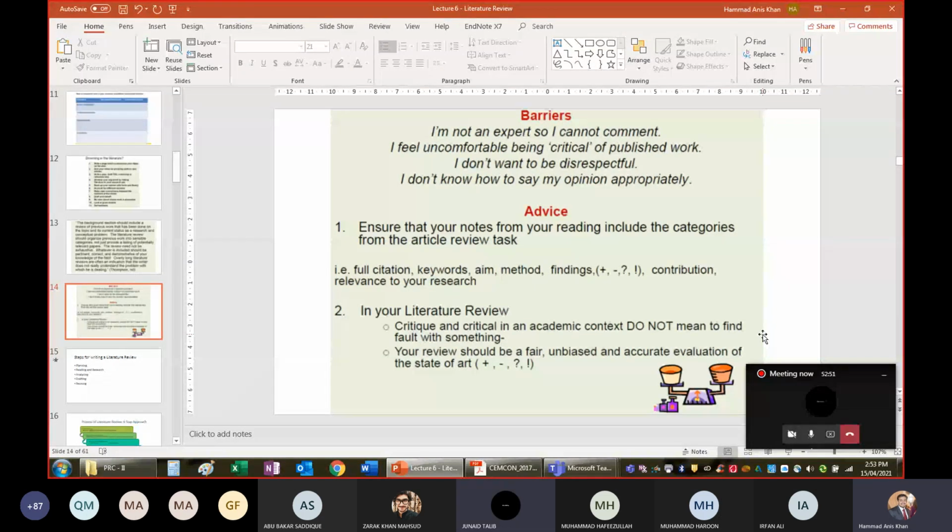For example, full citation, keywords, methods. So first is to list down all the points. What are the contributions of the research?